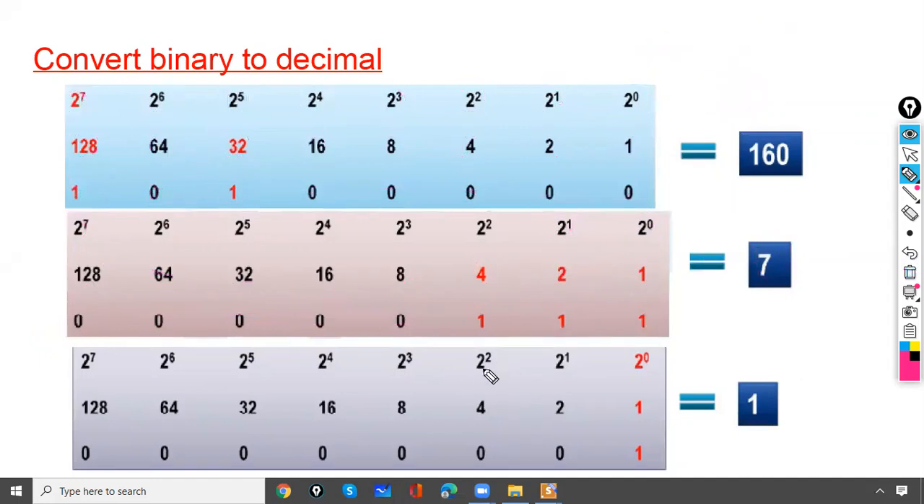Let us take the last octet and convert it into decimal. The last octet is 7 zeros and 1. Again, we will consider only the numbers above the binary one. Above the binary one, we have only 1. So we'll write 1 and ignore the zeros. And the IP address is 192.160.7.1. This is how you will convert binary to decimal. We have converted the binary numbers to decimal.